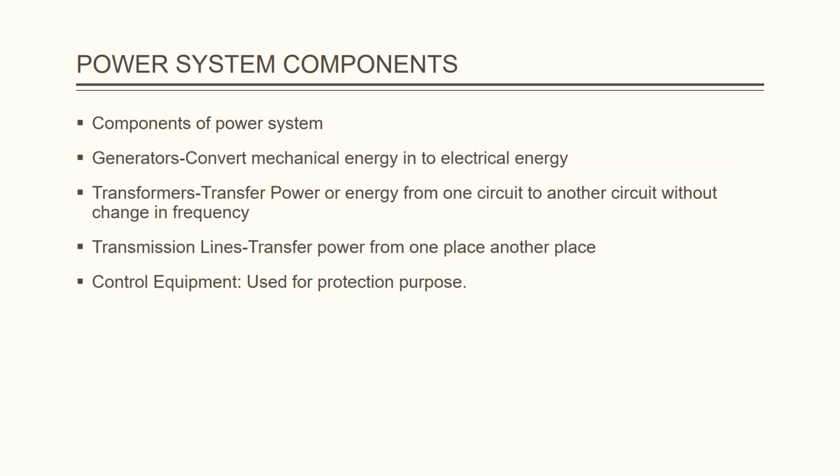Next we are going to discuss in detail the power system components. The basic components of a power system are generation, transmission, distribution and the loads. These are the major parts of a power system. The components consist of the generator, which converts mechanical energy into electrical energy. Second, the transformers, which transfer power or energy from one circuit to another without any change in frequency. Third, the transmission lines, which transfer power from one place to another. The final one is the controlling equipment, which is used for protection purposes.